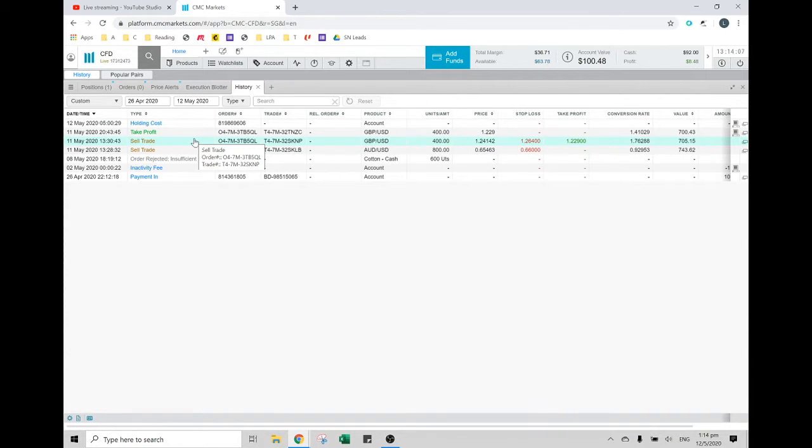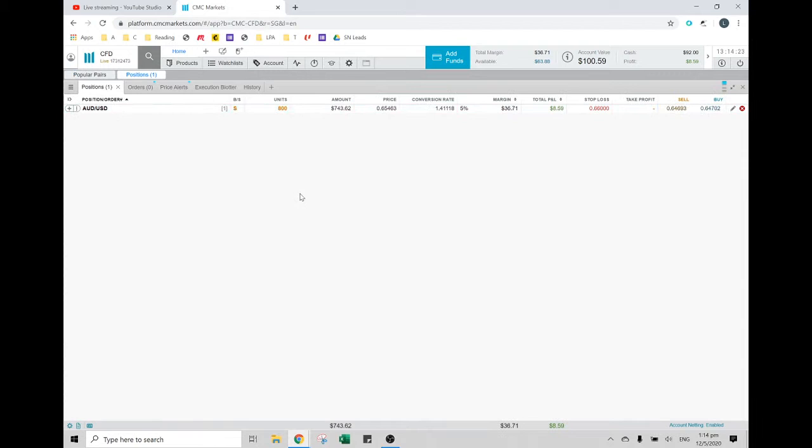Something went wrong there. I'm not supposed to take profit. But let's see what the market does today. If there's an entry, we can actually go in again. Okay. Let's start off with our open position.